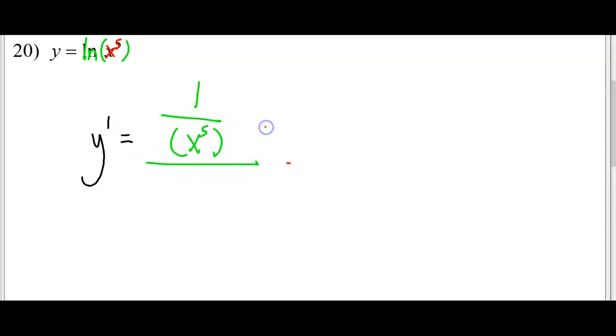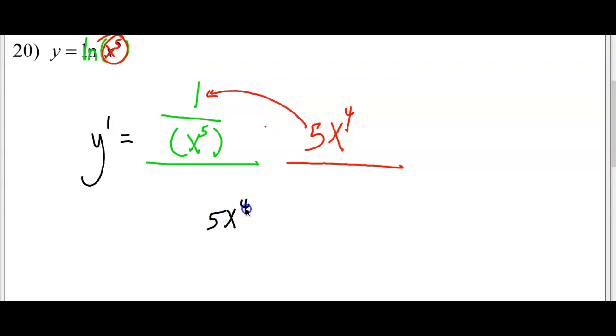Then, when you multiply that by the derivative of the inside, that one's just a simple power rule, so you get 5x to the 4th. We're going to multiply that to the top, and we're going to end up with 5x to the 4th over x to the 5th. And we can reduce this x to the 4th with x to the 5th, leaving 1 down there. So the final answer would be 5 over x.